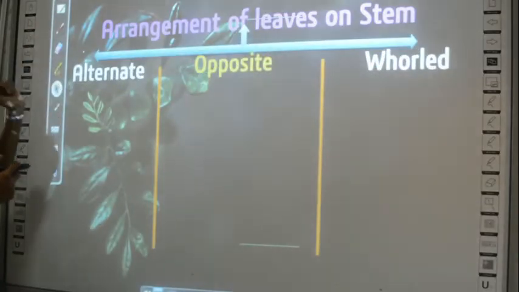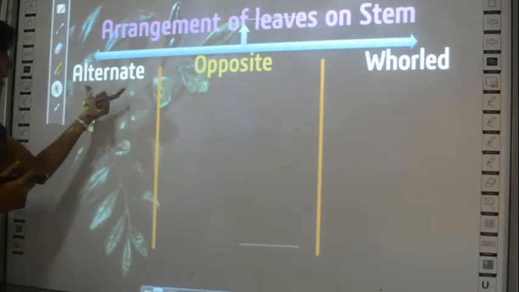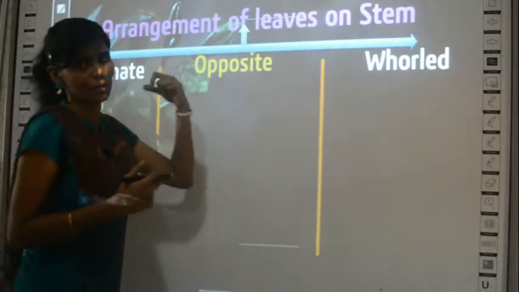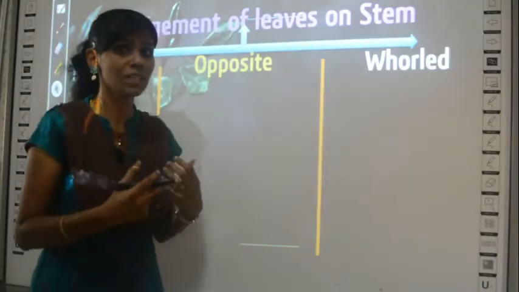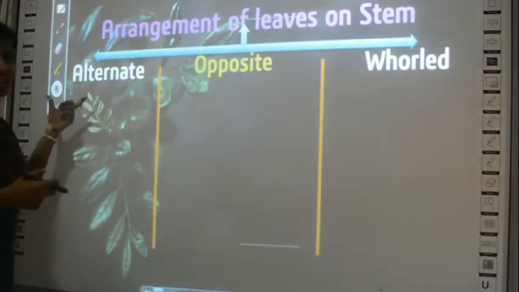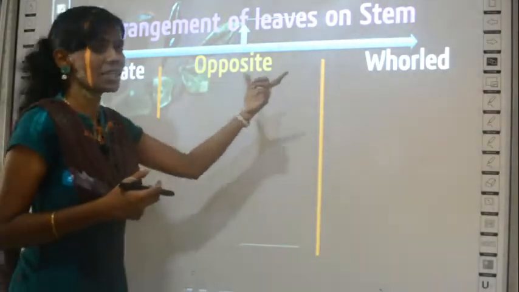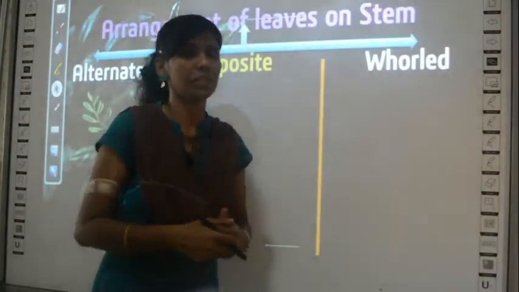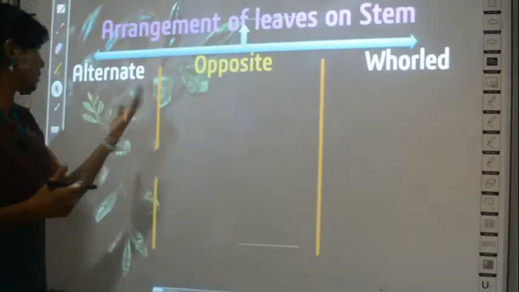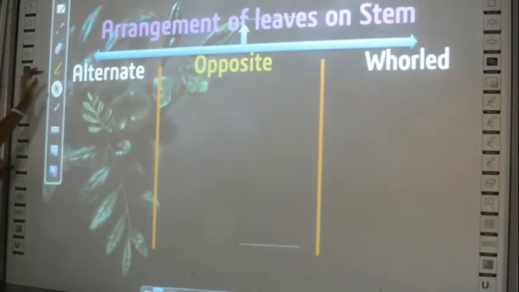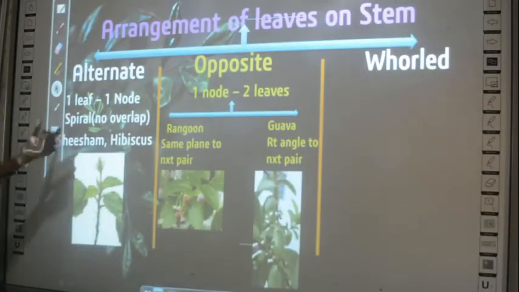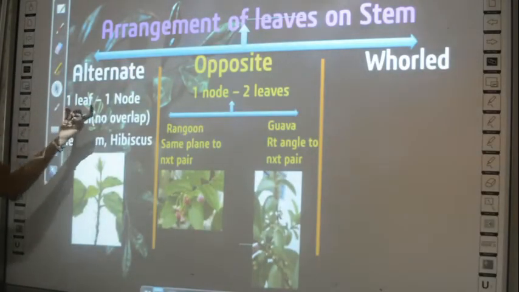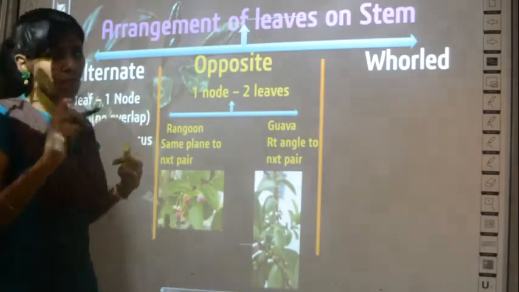The three types of arrangements are called alternate arrangement, opposite arrangement, whorled arrangement. What are the three types of arrangements? Alternate arrangement, opposite arrangement and whorled arrangement. So if you see the images or pictures, you will understand better. So what is this alternate arrangement? In alternate arrangement, you have one leaf at one node.